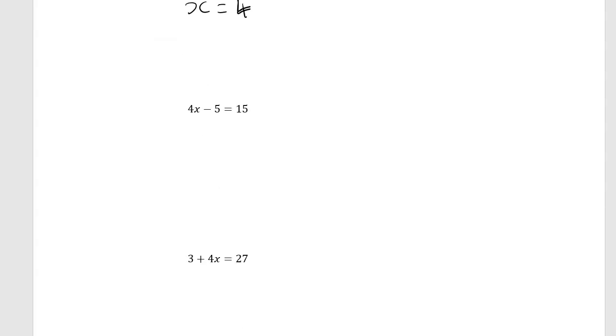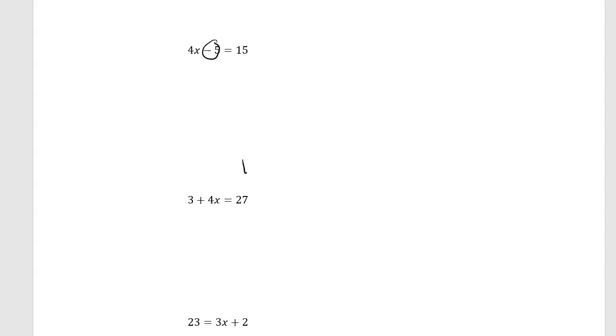Alrighty. Now on to the next one, which is 4x minus 5 equals 15. So again, we're going to look at the 5 first. And the opposite of a minus is a positive, so we're going to plus 5 to both sides this time. So we haven't touched the 4x, so we leave that, equals 15 plus 5 is 20.